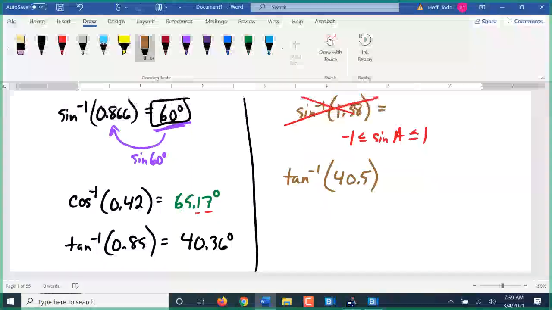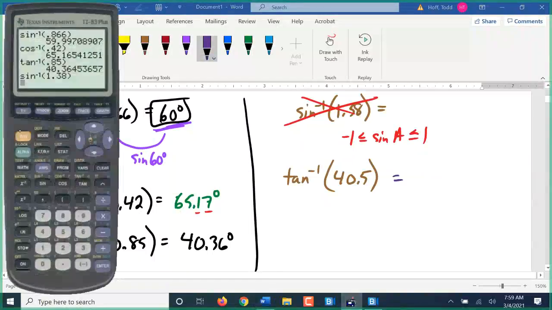Inverse tangent of 40.5, is that allowed? Yes, remember we said tangent can take on absolutely any value. So we can do an inverse tangent of 40.5. Just second tangent, 40.5, close those parentheses. It's 88.59 degrees.